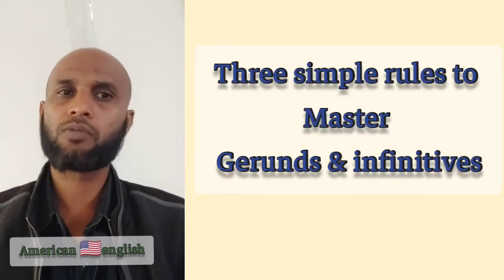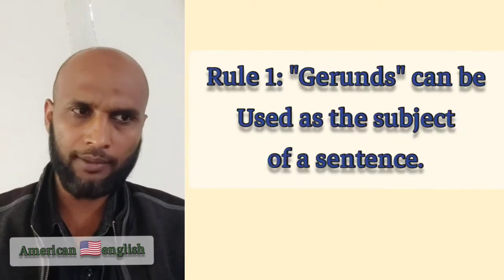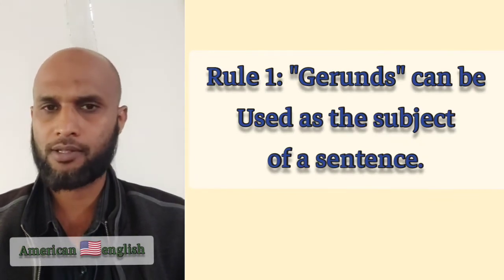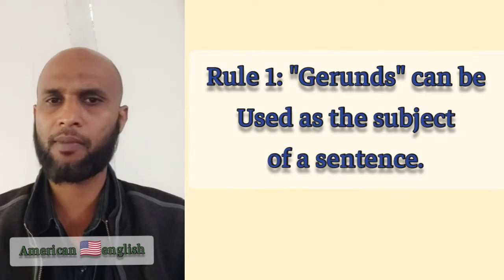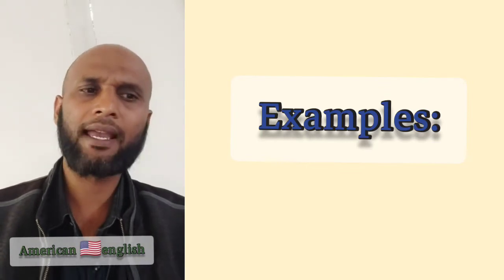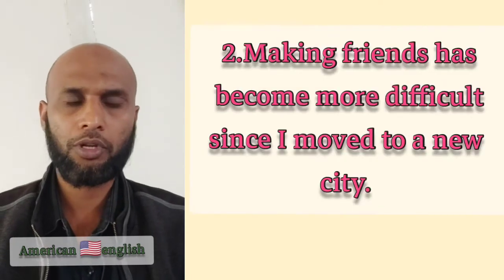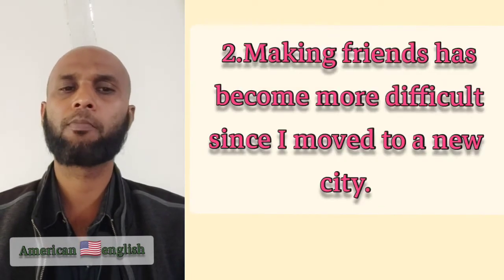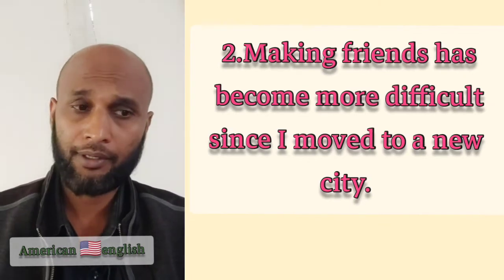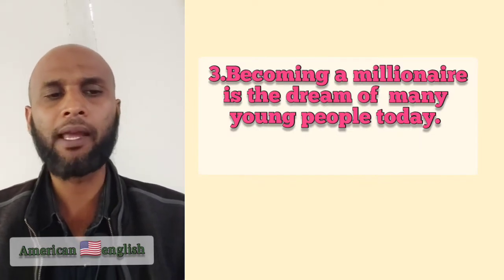Three simple rules to master the use of gerunds and infinitives. Rule number 1: gerunds can be used as the subject of a sentence. Take a look at some examples. Example number 1: walking is good for your health. Example number 2: making friends has become more difficult since I moved to a new city. Example number 3: becoming a millionaire is a dream of many young people today.